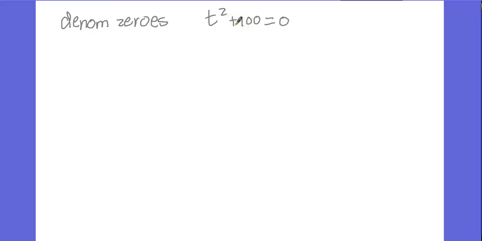So I have two choices. I can use the square root property, which would be my choice, because I don't have a b term. I have my a term and I have my c term. Or I can use the quadratic formula. I'm going to use the square root property by subtracting 100 and getting t squared equals negative 100.